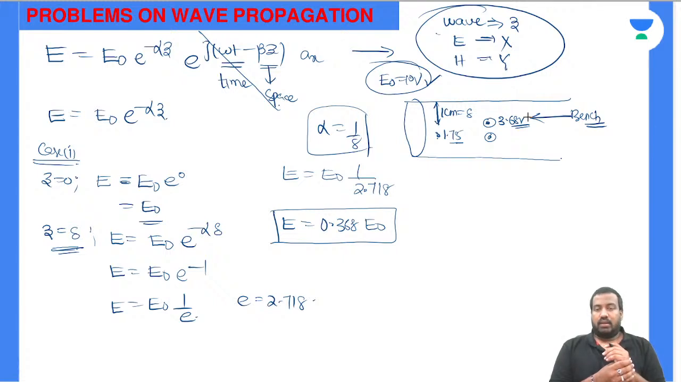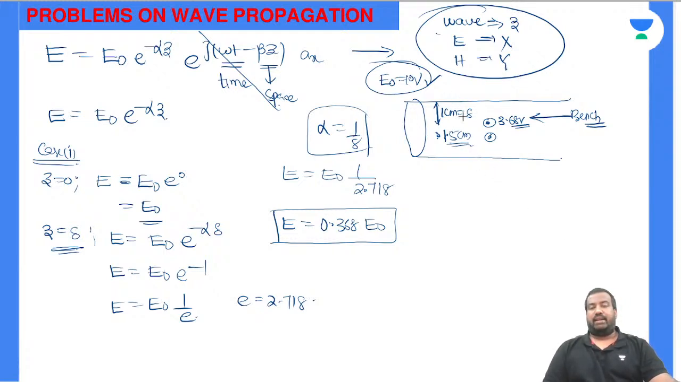Almost 60% attenuation is done. Half of this, not even 1.75 here, around 1.5 I think. Around 1.5 centimeter it will become 0. 1 centimeter already from 10 to 3.68 has become. At 1.5 or even before 1.5, the value will become 0. Clear? So this is the speciality of penetration depth.